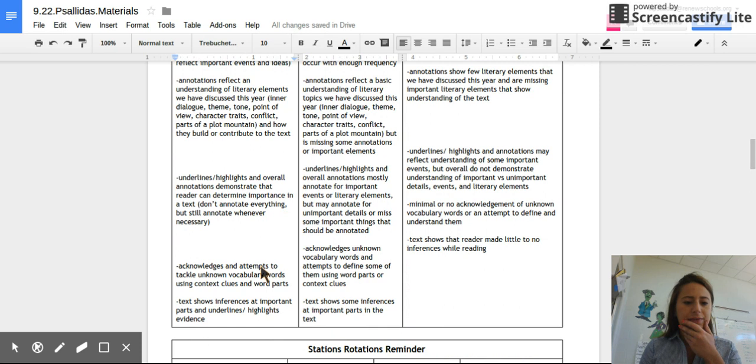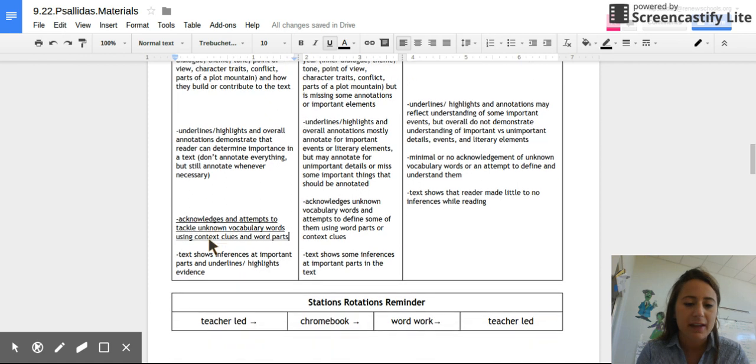Another thing a lot of us forgot was this one right here. So go ahead and underline this entire fourth one as I read it. Acknowledges and attempts to tackle unknown vocabulary words using context clues and word parts. So make sure that every single time you come across a word you don't know, you are circling it and then trying to define it.